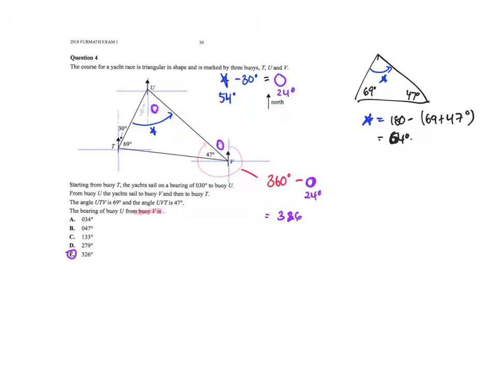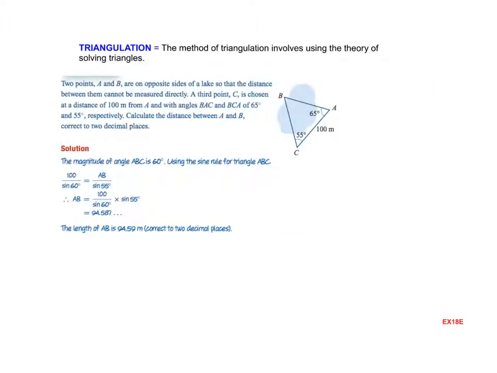This is 64. So then that's minus... That's 64. That makes more sense. 34. Which means 326 degrees. Really? This one, the answer's there.